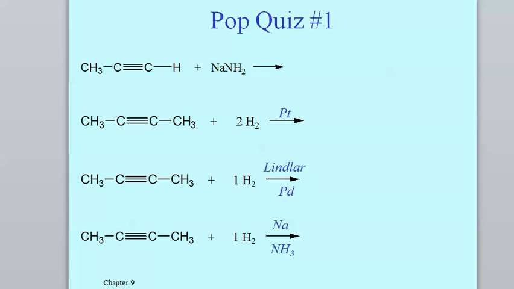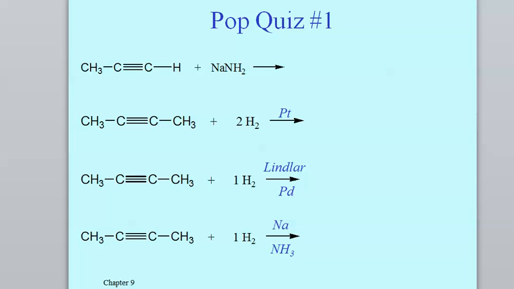Most of what you're going to be asked to do for Chapter 9 is to complete reaction equations like these. So these couple of slides here, little pop quizzes, are kind of a preview of what you'll see in the homework, and also certainly what you will therefore see on the test.